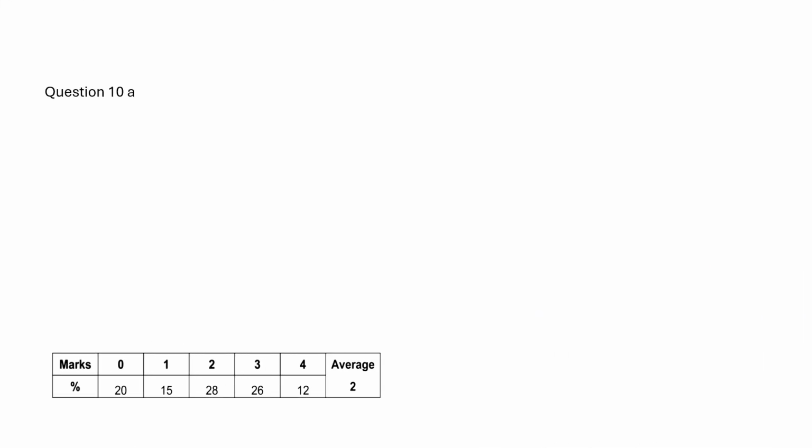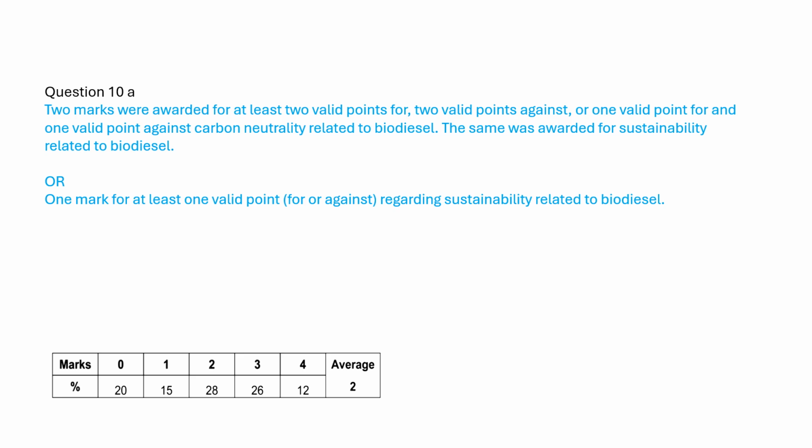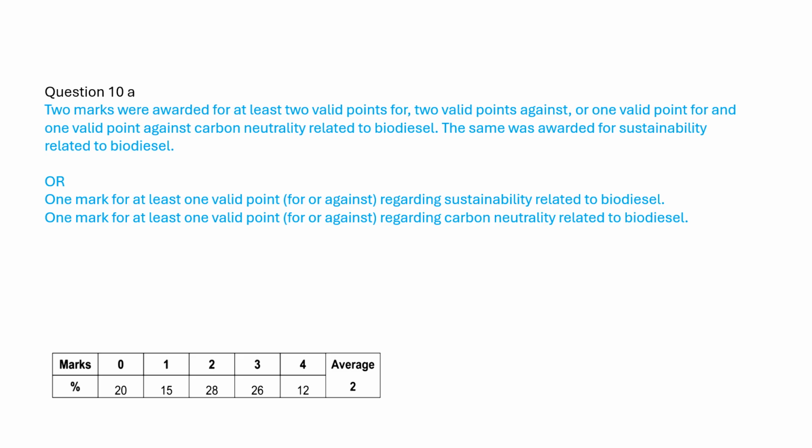2 marks were awarded for at least 2 valid points for, 2 valid points against, or 1 valid point for and 1 valid point against carbon neutrality related to biodiesel. The same was awarded for sustainability related to biodiesel. Or 1 mark for at least 1 valid point, for or against, regarding sustainability related to biodiesel. 1 mark for at least 1 valid point, for or against, regarding carbon neutrality related to biodiesel. 1 mark for at least 1 valid point, for or against, the use of biodiesel as a fuel.